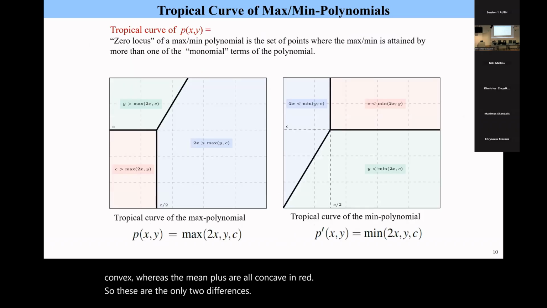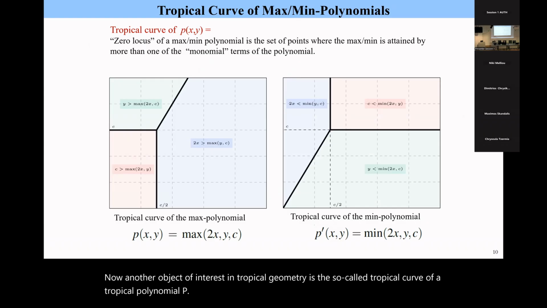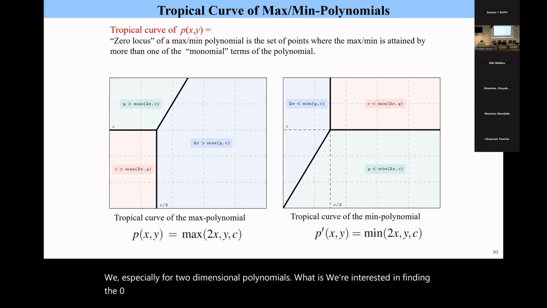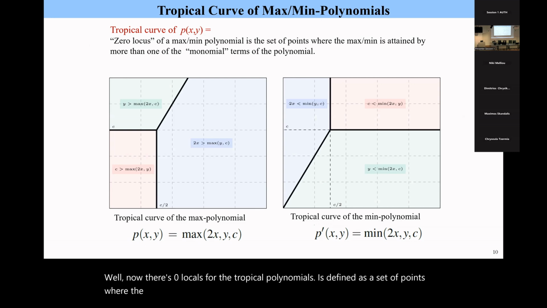Now, another object of interest in tropical geometry is the so-called tropical curve of a tropical polynomial P. In traditional polynomials, when I say traditional, I mean using the sum of product arithmetic, especially for two-dimensional polynomials, we're interested in finding the zero locus of these polynomials. Now, the zero locus for the tropical polynomials is defined as the set of points where the maximum or the minimum is attained by more than one of the monomial terms of the polynomial.